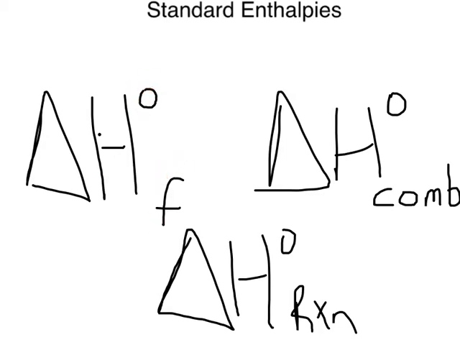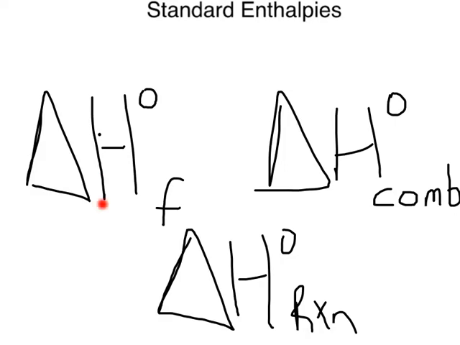This little f, that one stands for formation. Okay, we'll talk about that in a second. So the delta H, the standard change in enthalpy of formation, the standard change in enthalpy of combustion. Okay, so a combustion reaction, you have standard delta H's for that. And then there's another one that kind of covers all the other types of reactions that aren't formation or combustion, and it's called the standard delta H of reaction. Okay, and again, all of these things are standardized at 1 atmosphere and 25 degrees Celsius.